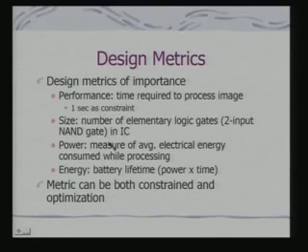The other design metrics are size, the number of elementary logic gates, such as 2 input NAND gates in an IC. The number of logic gates would determine the area or the size of the chip which is required. So, this is what we want to optimize. We would also want to optimize power, a measure of average electrical energy consumed while processing, and energy, which is battery lifetime, that is power into time. What is this time? This time is the time taken to process an image. So, that is the energy. We would like to optimize size, power and energy, and time is a constraint which I must satisfy.